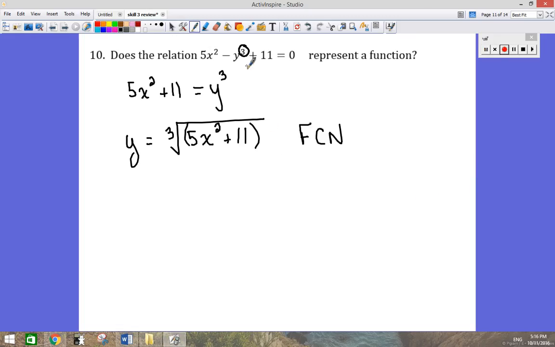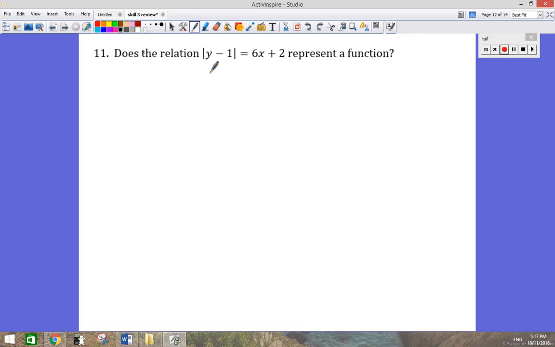But the thing to take away from it: solve for y. If you can't do that, examine the exponent on y. If it's odd and there's no absolute value symbols or plus or minus symbols in the equation, it's going to be a function. If it's even, it's not. If there's a plus or minus anywhere in there, it's not. If there's absolute value symbols around the y, it's not going to be a function. So let's take a look at number 11.